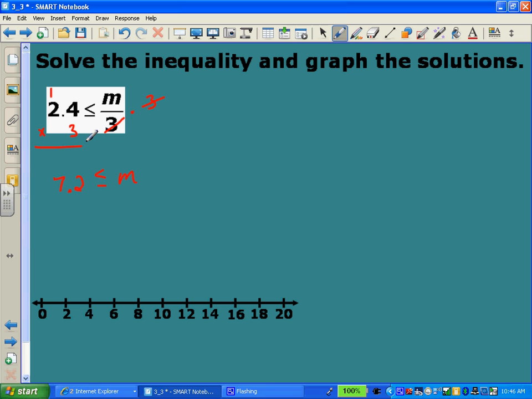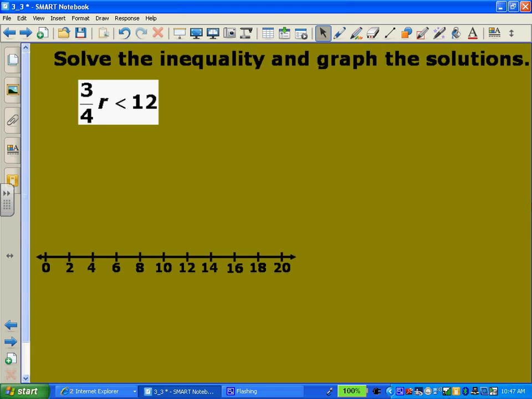Now your variable's on the right side. Remember we talked about we can always just flip this over and flip the sign, and that will make it a lot easier for us to graph. So this actually says m is greater than or equal to 7.2. So my graph, let's see, 7 would be about right here, right? So 7.2 closed circle, I'll put it right here, and it's greater than, so I go to the right. Okay? And again, you only have to have 5 numbers on your number line, so don't worry about putting so many of those numbers down.